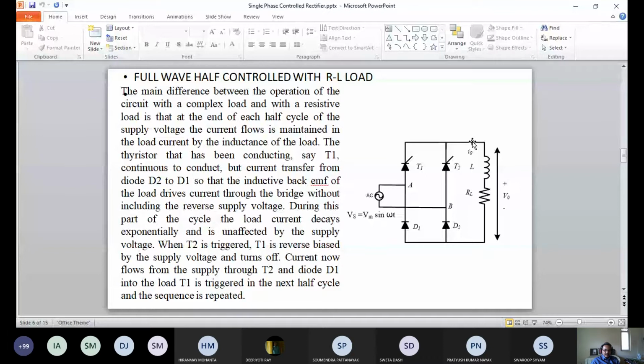The source current is isolated, right? So the source current becomes zero. This is the circuit current path, right? Yes or no? This is the path. So the source current becomes zero during that period, right? So here it is zero.